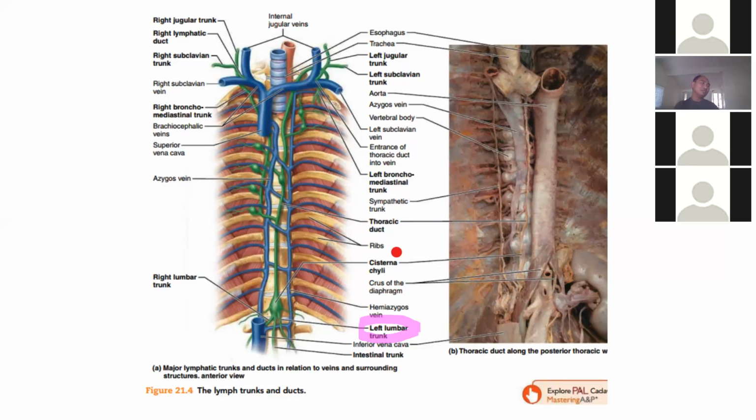Therefore, for a long line, like a chemotherapy long line, we prefer to use the right internal jugular or right subclavian, not the left side, because of the thoracic duct, which is very closely related. We want to avoid that.